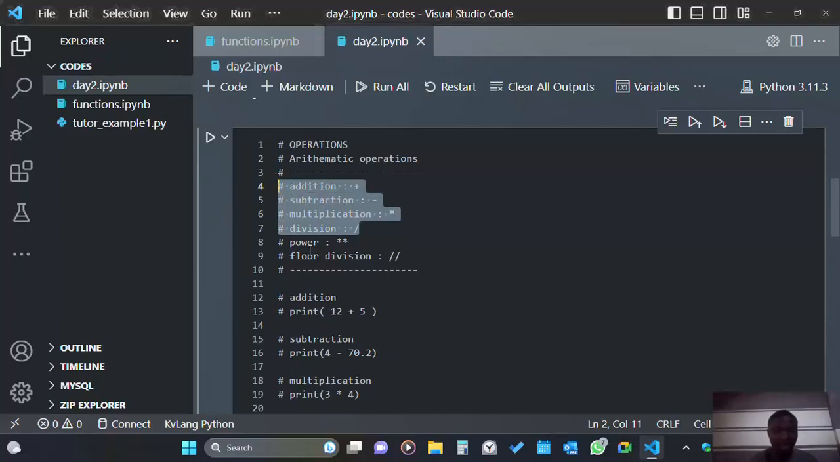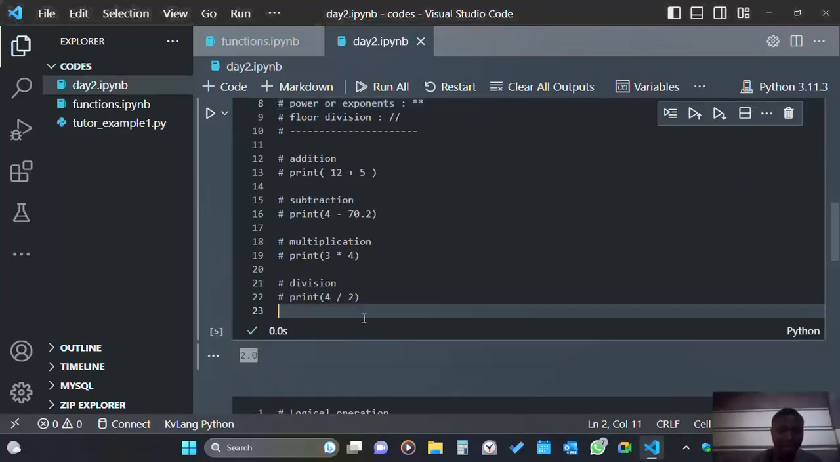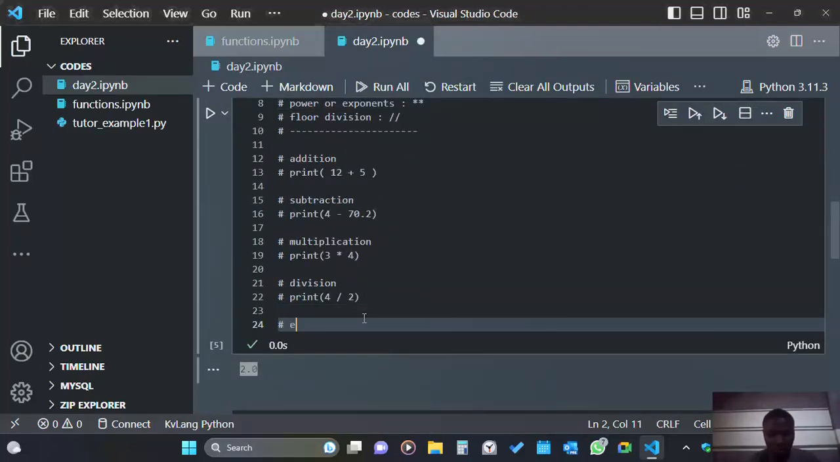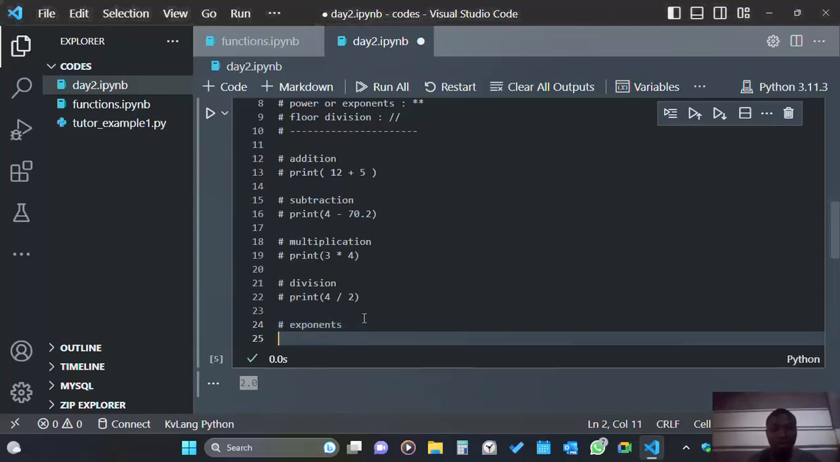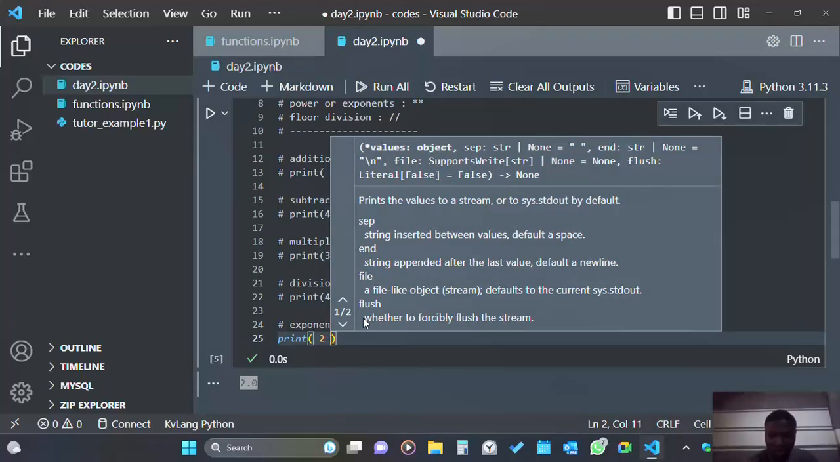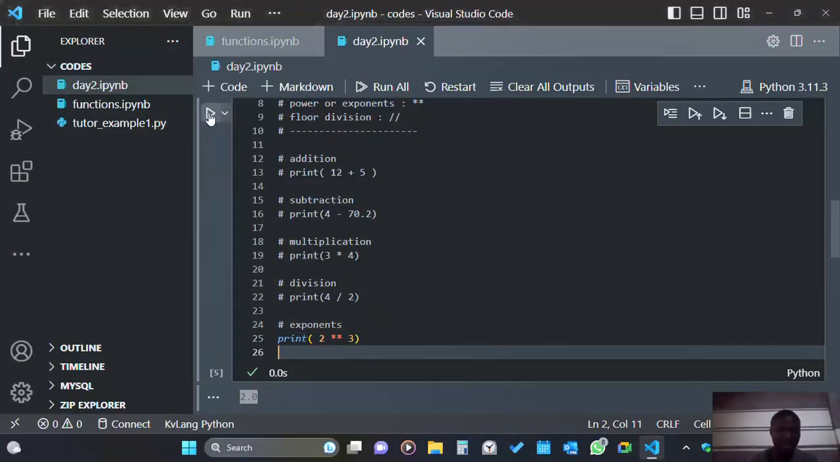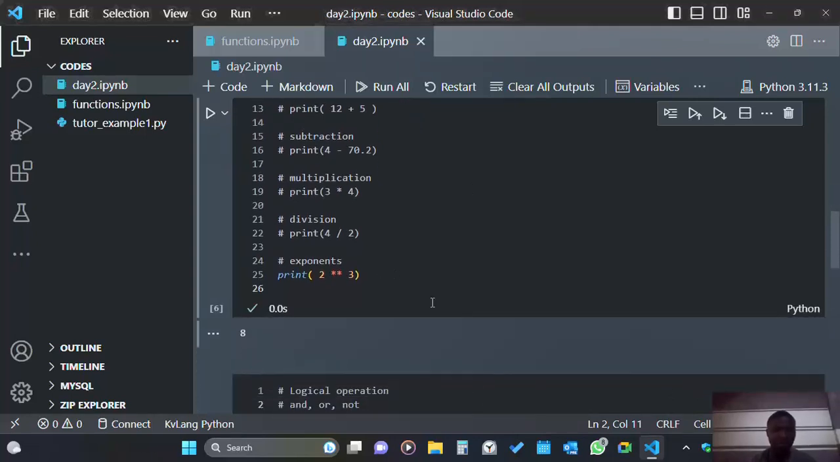Now let us take a look at the power. So power is simply exponents. Okay, power or exponent. So maybe you want to raise a number to a number. So let's say you can say print 2 raised to the power 3. You use a double asterisk to signal that you are raising it to a power. So 2 raised to the power 3, and let's print it, and we get 8. So 2 times 2 is 4, times 2 again is 8. So that is the power.